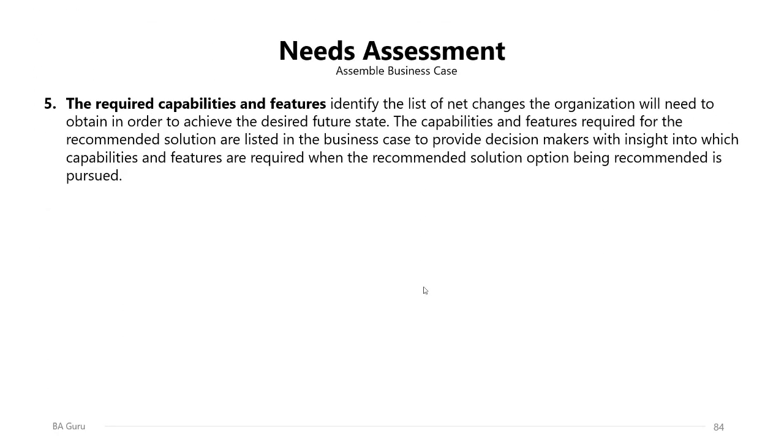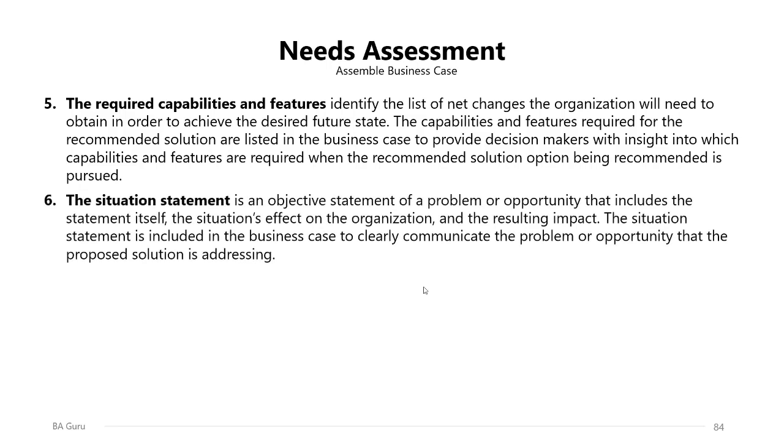Number 5 will be the required capabilities and features, which will identify the list of net changes the organization will need to obtain in order to achieve the desired future state. The capabilities and features required for the recommended solution are listed in the business case to provide decision makers with insight into which capabilities and features are required when the recommended solution option is pursued.